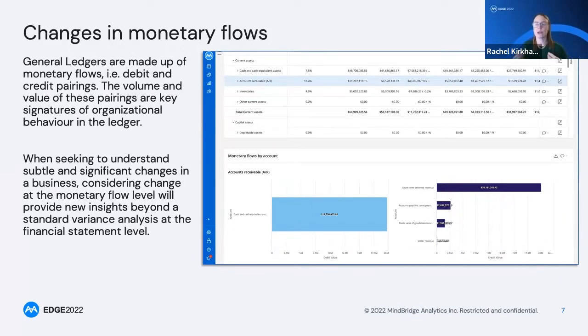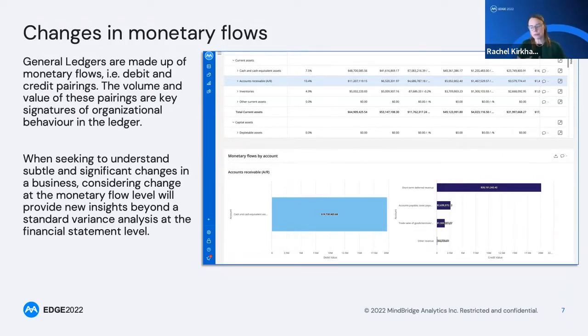So when we talk about GL, we're thinking about monetary flows, right? So your general ledger will be made up of a number of debit and credit pairings. So when we think about someone posting a journal, they may do a single debit credit. They're more likely to have a set of accounting journals they need to post, so they might have a couple of debits and credits. And so the way that they do that posting into the ledger is often quite standardized. So there might be like a monthly accrual posting, for example, and it's the same person that posts it every month. And so therefore their journal looks pretty similar every month.